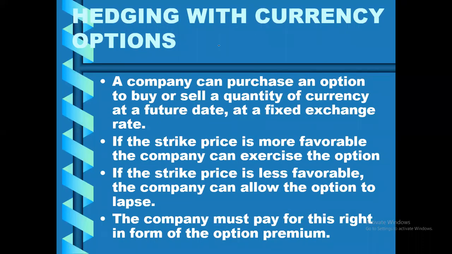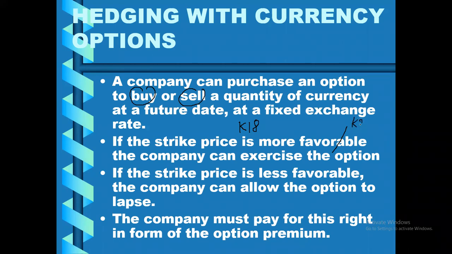So how do you hedge with the currency option? A company can purchase an option to buy or sell. So you can either purchase a call option or a put option, to sell a quantity of currency at a future date at a fixed exchange rate. If the strike price, in our example, is more favorable, the company can exercise the option.